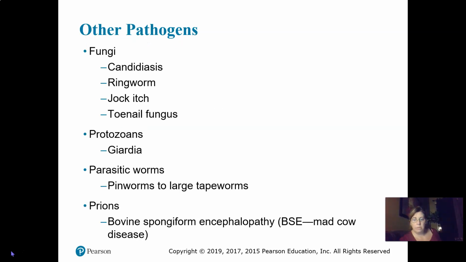So looking at the other pathogens, fungi can cause diseases such as candidiasis, vaginal yeast infection, athlete's foot, ringworm, jock itch, toenail fungus. Fungal diseases usually transmit via physical contact, skin-to-skin contact. Protozoans, they're microscopic, single-celled organisms, cause diseases like malaria and African sleeping sickness. Parasitic worms, they're like pinworms, tapeworms. They're more of a nuisance than a threat.